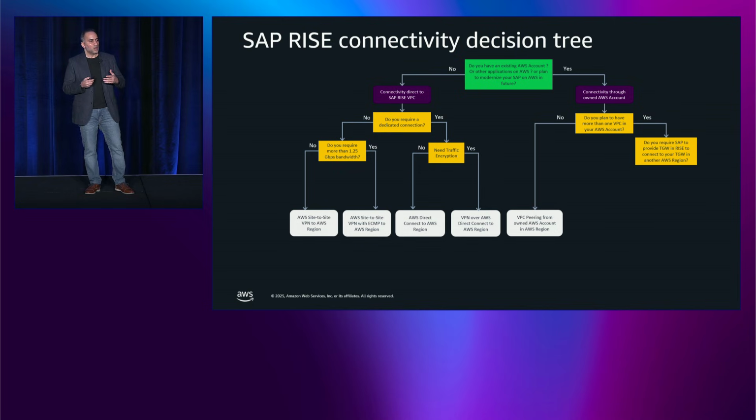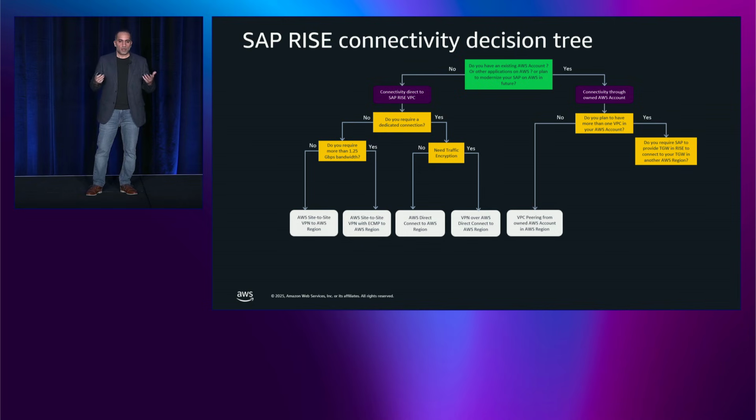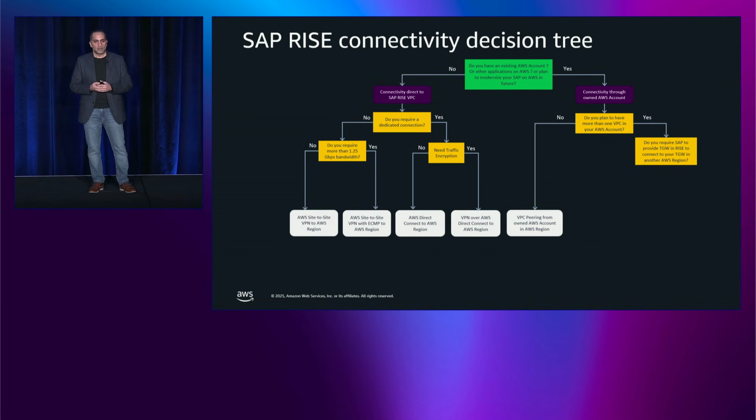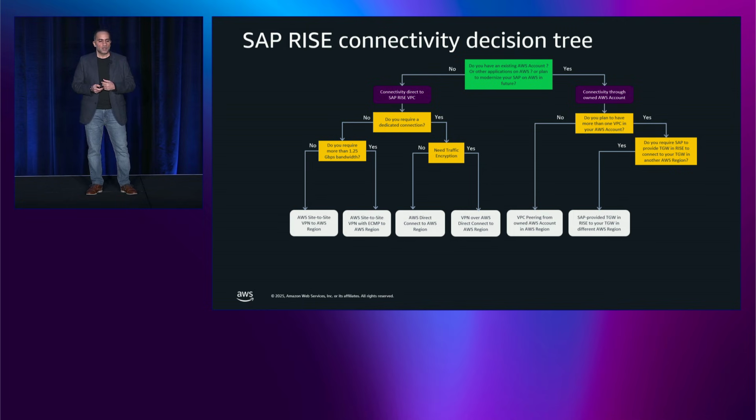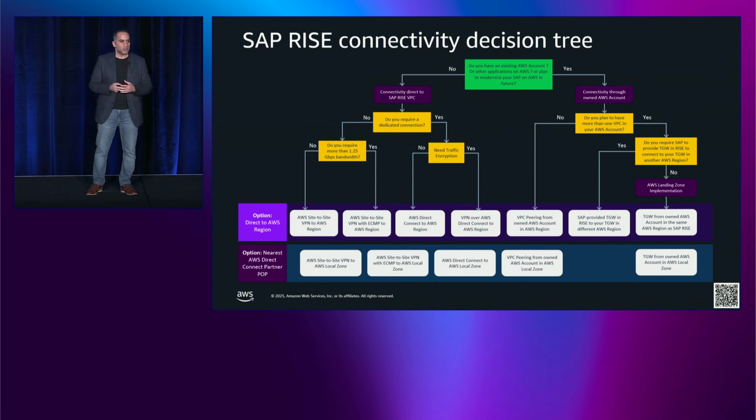For multi-account or multi-VPC scenarios, you need to decide whether you require SAP to provide AWS Transit Gateway in the Rise region for cross-region connectivity to your AWS cloud environment. Now, if that's the case, then SAP provides the Transit Gateway. Otherwise, you can go ahead with AWS landing zone implementation and use AWS Transit Gateway in your customer managed account and connect to the Rise environment.